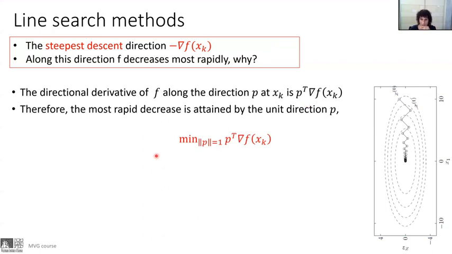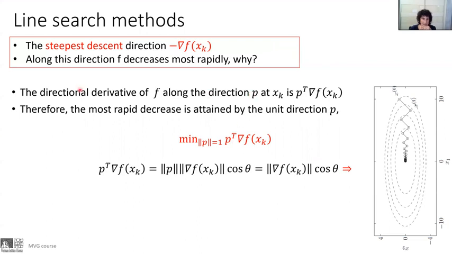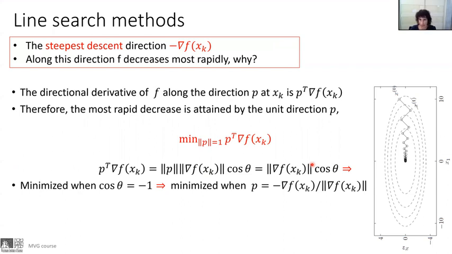So I would like to understand which direction p to take, a unit direction, such that this will be the smallest one. And the answer is, since the inner product between them is the norm of p, which is 1, times the norm of the gradient, times cosine theta, and cosine theta can be between minus 1 and 1, it's clear that when I take cosine theta to be minus 1, I'm minimizing this quantity. This means that I'm in the opposite direction to the gradient, which means that I'm in the direction of minus the gradient, divided by the norm of the gradient. This is the reason why this direction is the steepest descent direction. I'm sure you saw it in other courses and you're familiar with it.